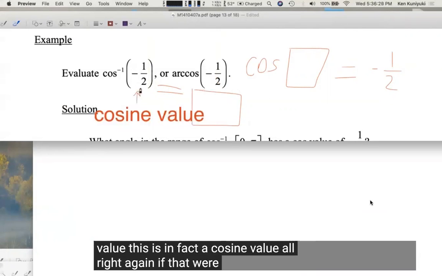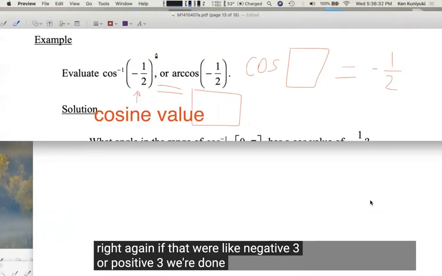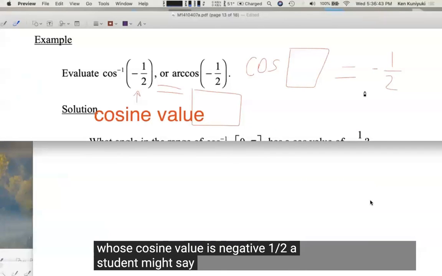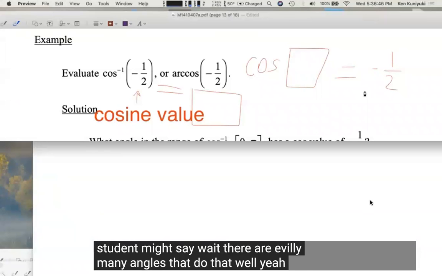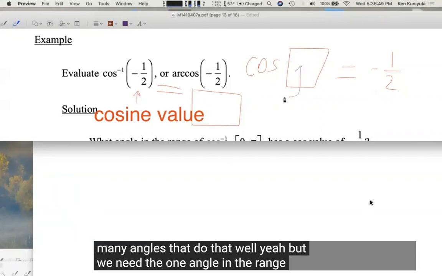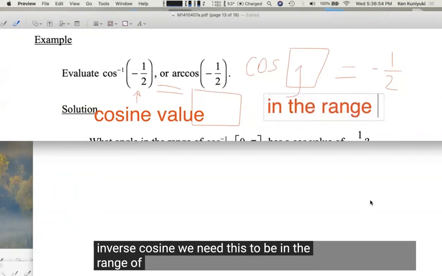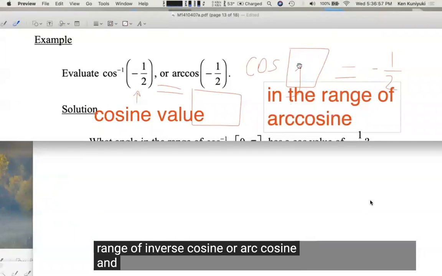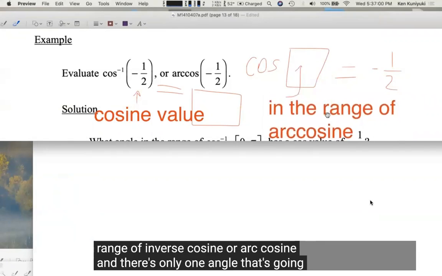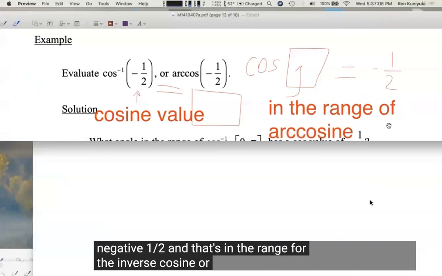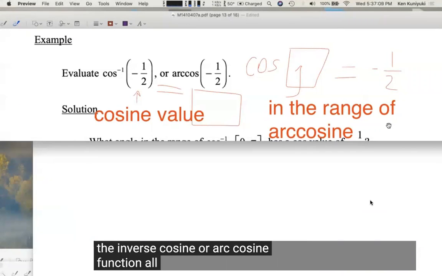Again, if that were like -3 or +3, we're done. Undefined, we're done. But we are going to have a real answer here. First of all, I need an angle whose cosine value is -1/2. A student might say, wait, there are infinitely many angles that do that. Well, yeah, but we need the one angle in the range of inverse cosine or arc cosine. And there's only one angle that's going to do that, whose cosine value is -1/2, and that's in the range for the inverse cosine or arc cosine function. All right.